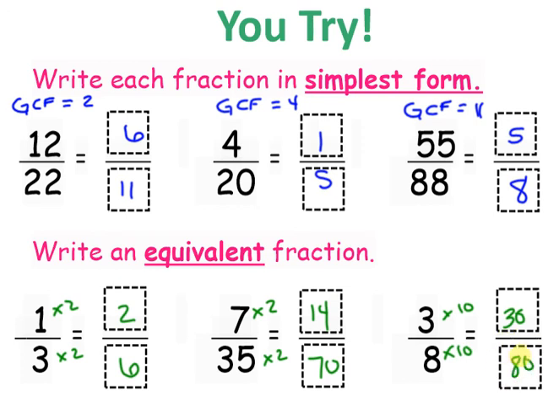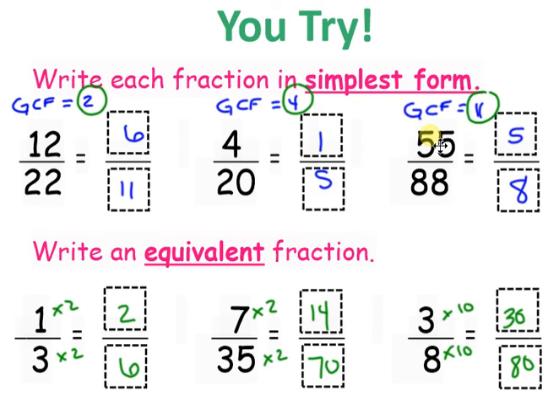All right, if you're not done, go ahead and pause the video so you can finish. So up here at the top, I asked you to simplify. I asked you to reduce. So I found the GCFs here just so that you can reference them. So 12 over 22 comes out to 6 over 11 with a GCF of 2. 4 over 20 comes out to 1 over 5 with a GCF of 4. 55 over 88 comes out to 5 over 8 with a GCF of 11.